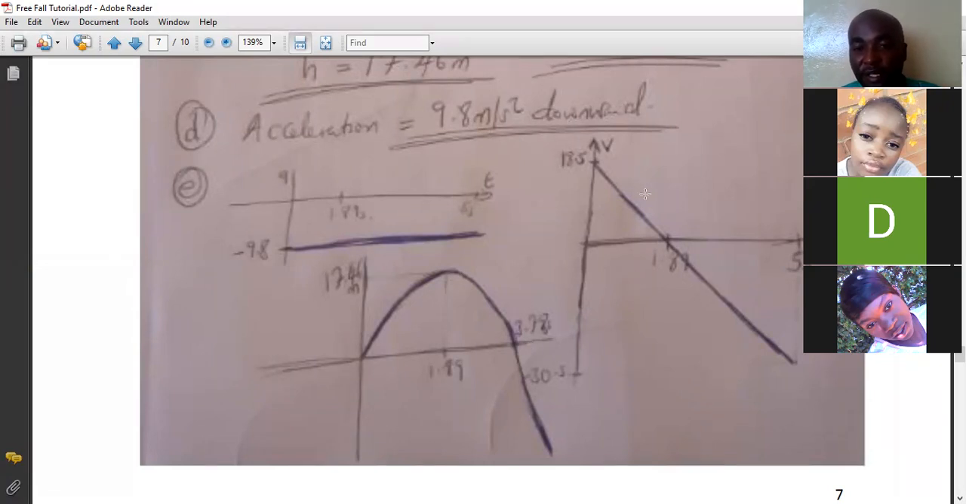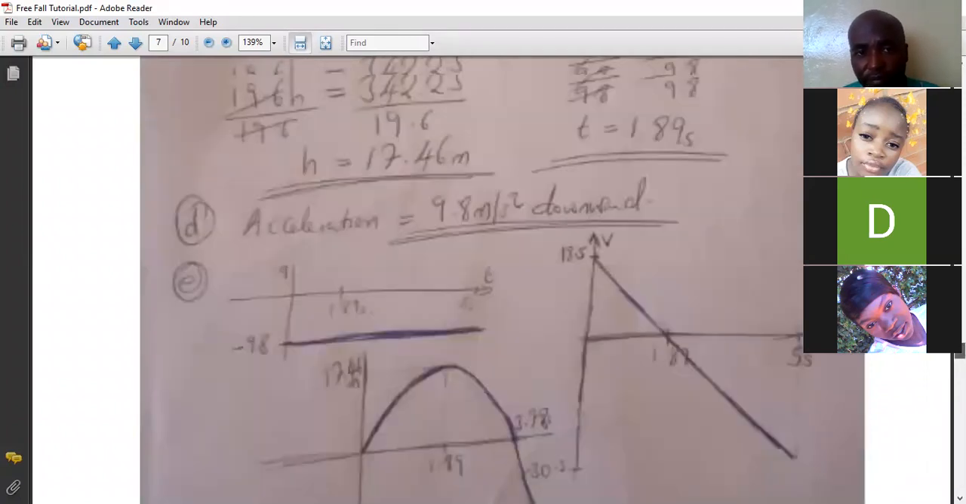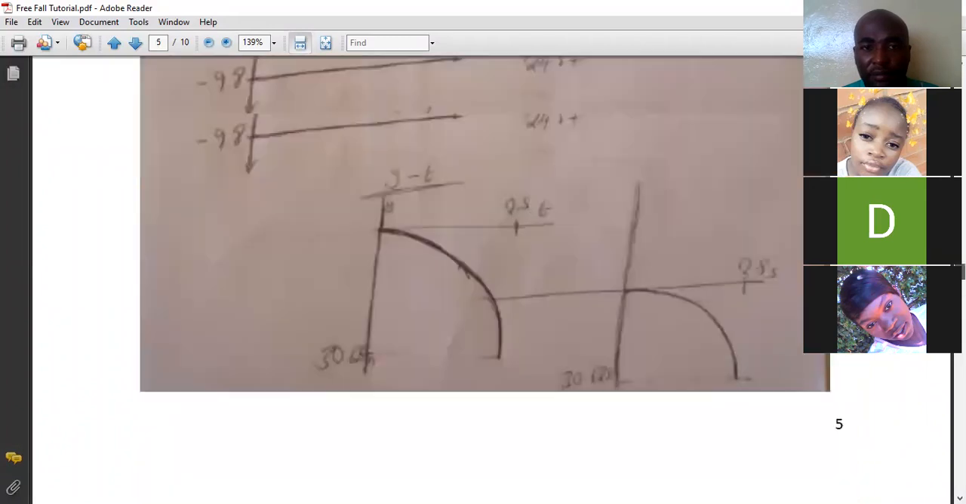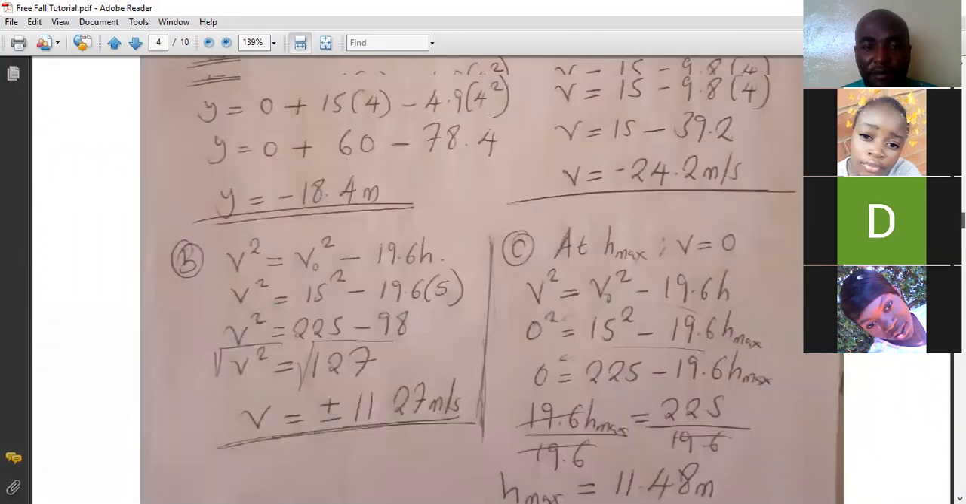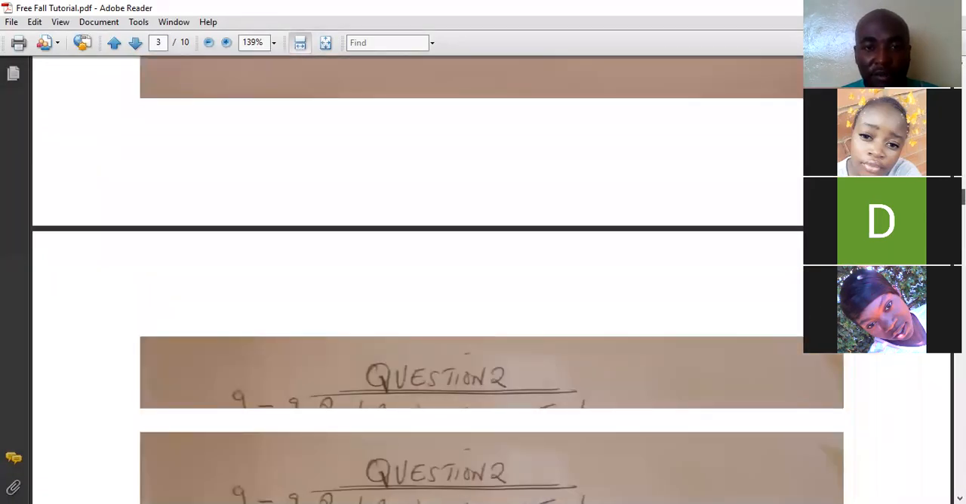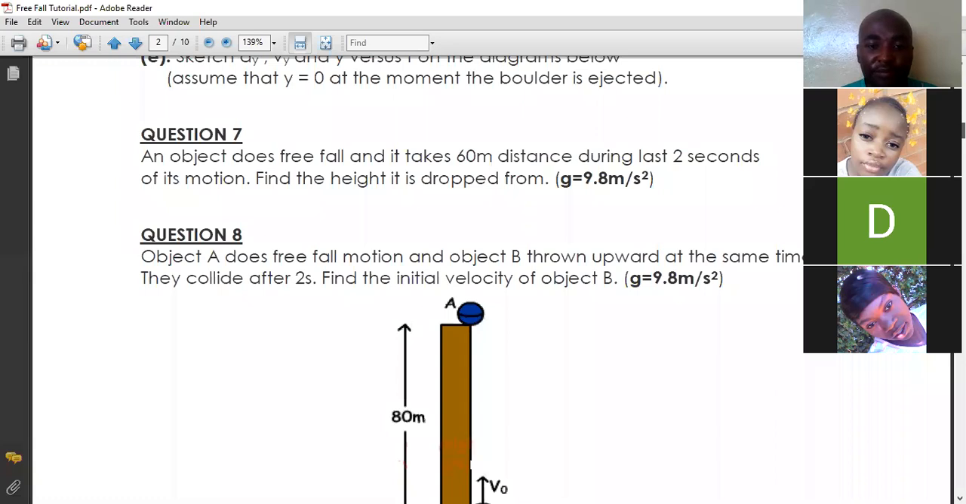Velocity time graph, maximum height, initial velocity is positive. It starts to reduce, but at maximum height it is 0. Then it continues to reduce in the negatives. That's how you go about it. Are there any questions on the plotting? Are there any questions on the plotting? Okay, it means there are none.